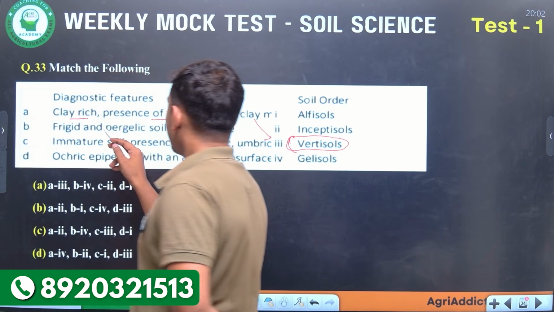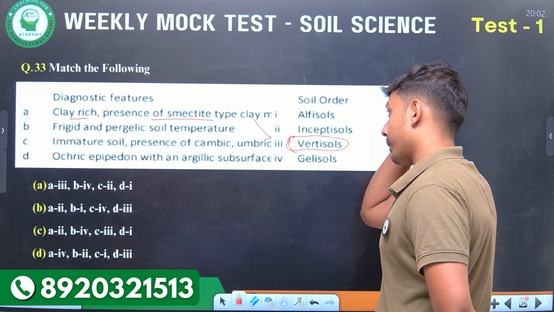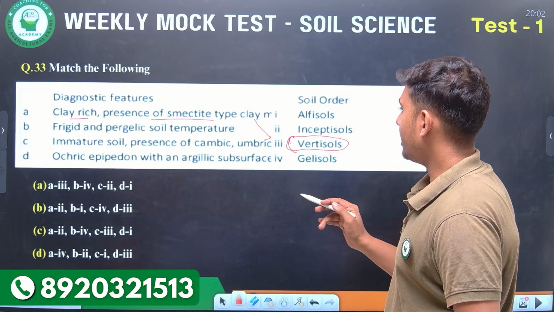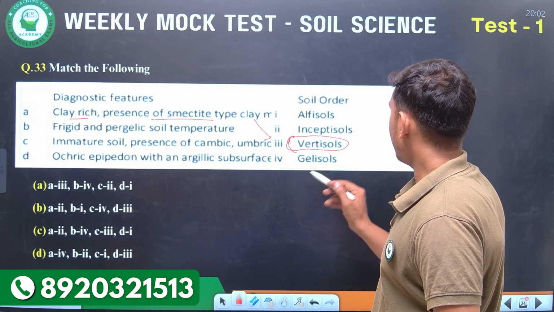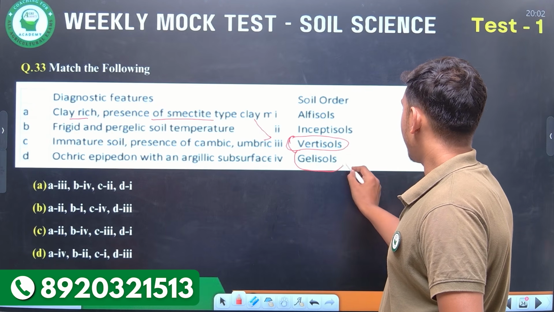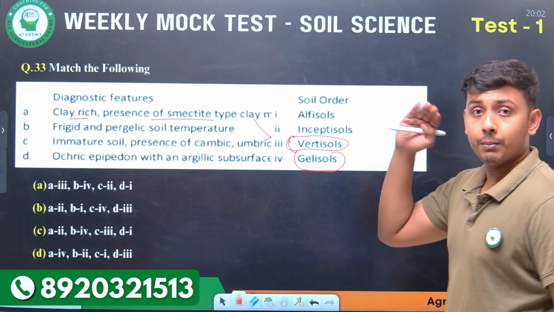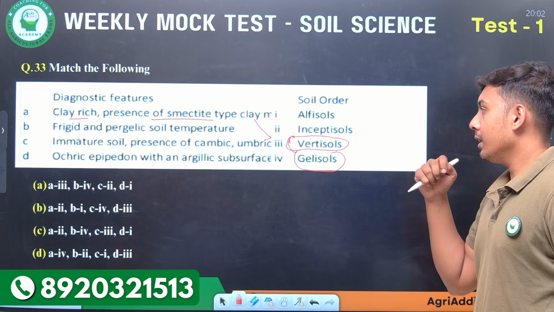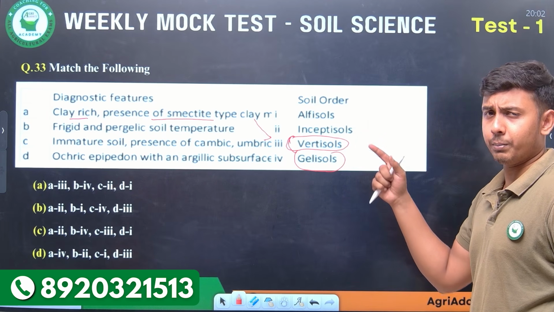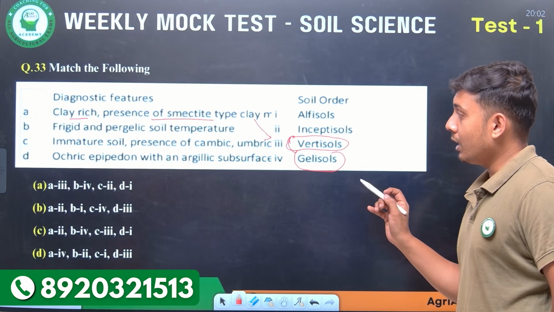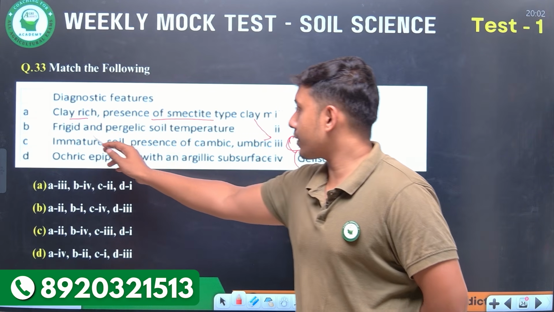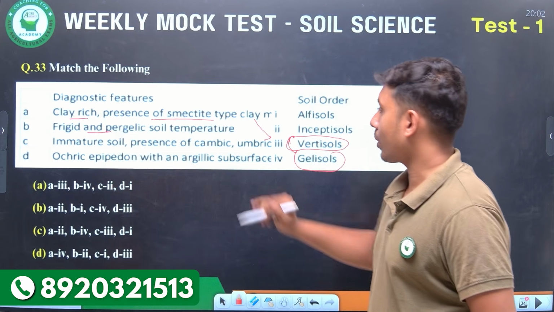Then comes frigid and pergelic soil temperature. It comes from the gelisols. As we know, in mountain regions where very low temperature is there, only gelisols can be found, and this contains the frigid or pergelic soil temperature also.